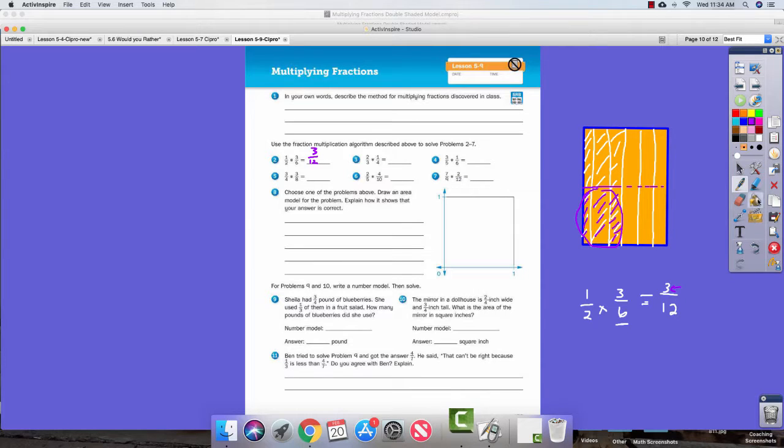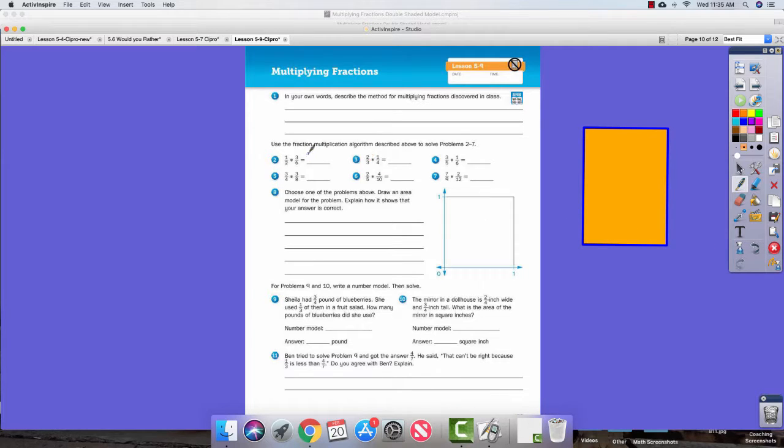Okay? Let's just do another example real quick. So let's put my answer back here. Let's do 2/3 times 1/4, okay? So 2/3 times 1/4. So here again, I have 1/4 that I'm starting with. So I'm going to take this and I'm going to split it into fourths. And I'm going to show just 1/4 of that.